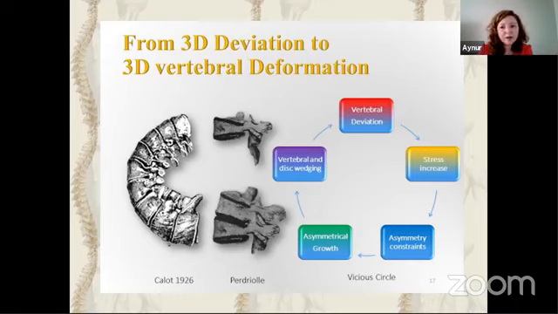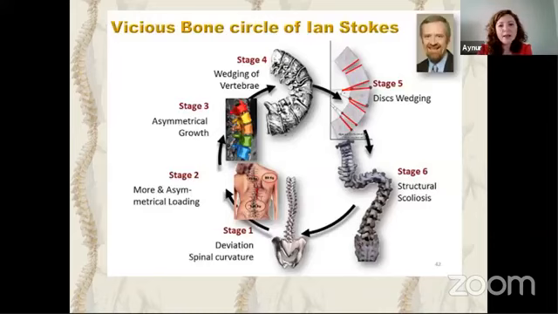In the vertebra and disc, wedging happens. After that, vertebral deviation occurs, stress increases, asymmetric constraints and asymmetric growth happen, then vertebral and disc wedging happens. This goes on continuously, and then you see the vicious bone circle in structural form. Stage 1 to stage 6: deviation, more asymmetric loading, asymmetrical growth, wedging of the vertebra, disc wedging, and you see at the end structural scoliosis.